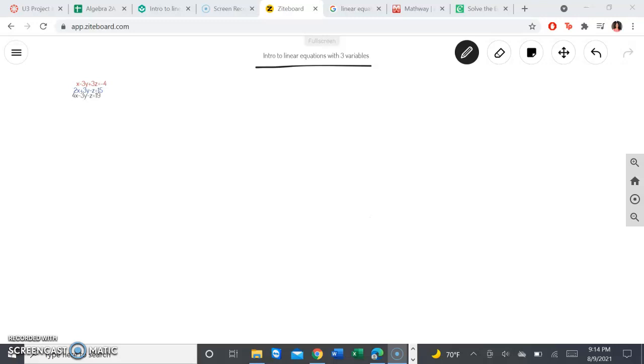In the left-hand corner, as you can see, there are three linear equations. The first one in red is x minus 3y plus 3z equals -4. The second one in blue is 2x plus 3y minus z equals 15. And the last one in black is 4x minus 3y minus z equals 19.